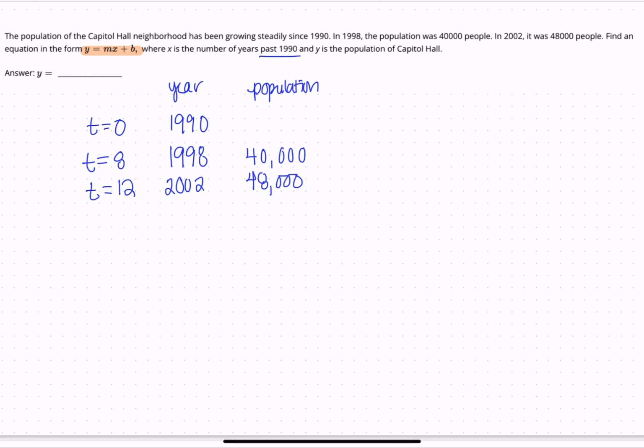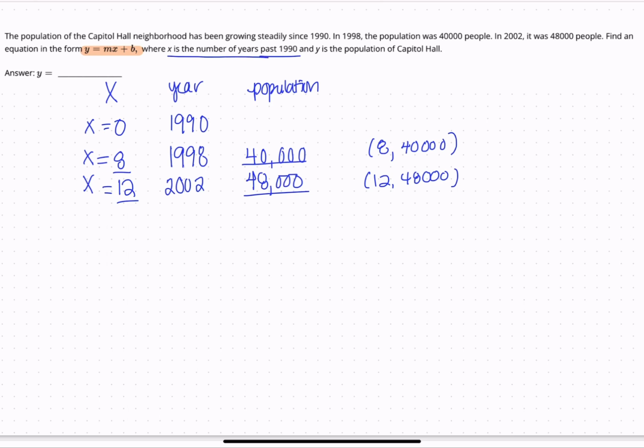So when we're working with our information, or in this case, our x values, we're going to use this to represent our x instead of the 4-digit year. Therefore, this information creates for us an ordered pair, 8, 40,000 and 12, 48,000. Maybe it would have been better if I called this x, not t, because it showed us that x is the number of years since 1990.